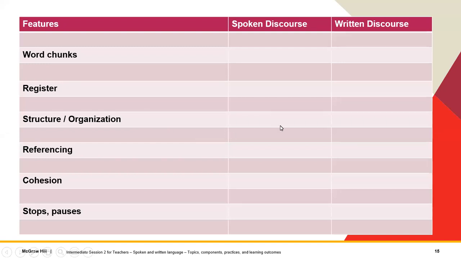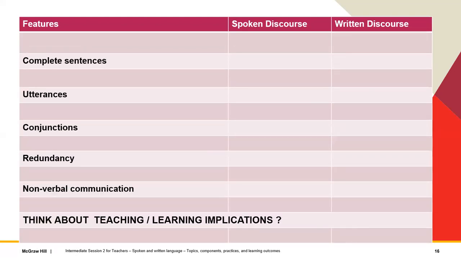Structure, organization. Written, referencing, okay, and so on and so forth. Okay. All right. Complete sentences. Yes. Complete sentences, where are they more important in writing? Yes. Utterances. When can we have utterances? Utterances are not grammatical sentences. They're incomplete in spoken, yeah?